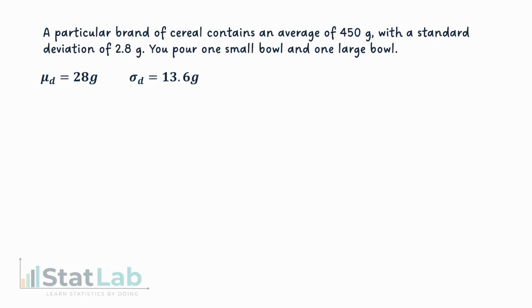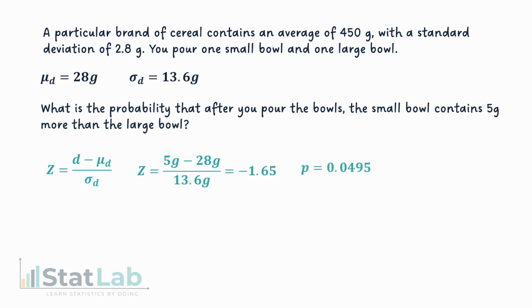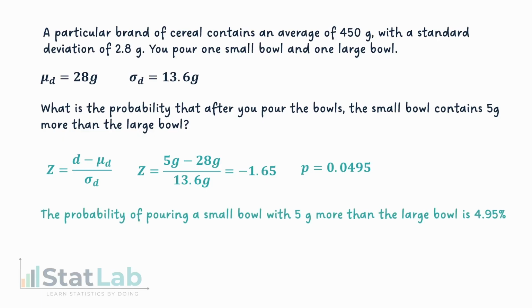Now let's answer an actual question. What is the probability that after you pour the bowls, the small bowl contains 5 grams more than the large bowl? So we use our equation, and of course I asked for 5 grams more, so d is going to be 5 grams. Our mu d is 28, and our standard deviation is 13.6. Once we calculate that, we get minus 1.65. If we take that to the z-table, we find we have a p-value of 0.0495. So the probability of pouring a small bowl with 5 grams more than the large bowl is 4.95%, which makes sense because we wouldn't expect it to have a high likelihood of happening.